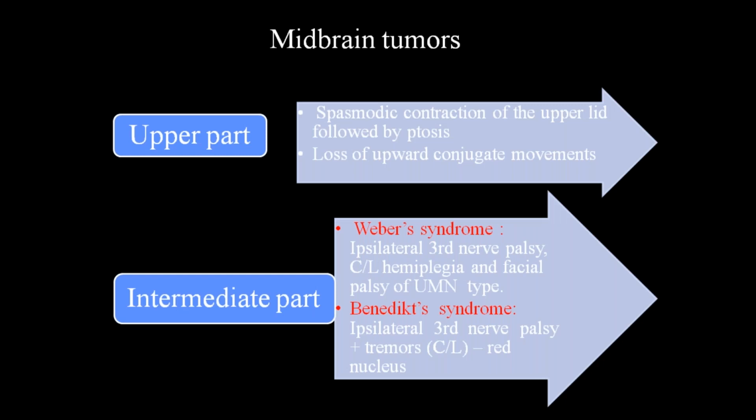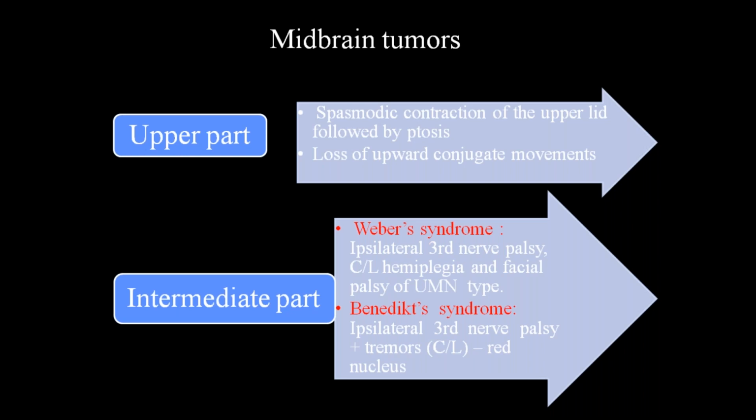Now, we have dealt with intracranial space occupying lesions, which can lead to various types of field defects. Now, coming to midbrain. What happens in midbrain tumors? Midbrain tumors can be divided into the upper part and the intermediate or lower part. In the upper part, the patients have difficulty in upward movements. The patient is not able to look up. The vertical movements are affected. When you ask the patient to look up, he is not able to look up. There is spasmodic contraction. The upper lid contracts first, and then slowly it goes into ptosis.